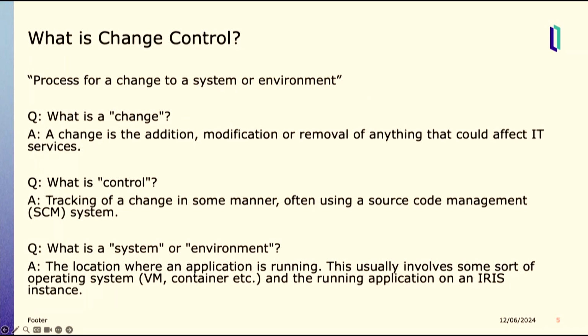Drilling into that a little bit more. It's a process for a change to a system or environment. What do we mean by a change? This is the addition, modification, or removal of anything that could affect IT services. By control, we mean that we're tracking this change in some manner, often using a source code management system. So an uncontrolled change would be something like someone goes into production and tweaks something and then leaves for Global Summit, and while they're gone, everything goes crazy and nobody knows what happened or why.